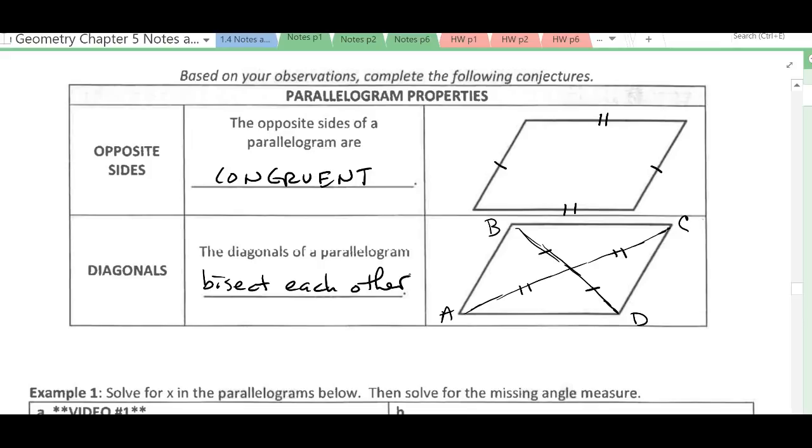Alright, so these are the properties. We have a lot of properties. Make sure that you know them. We have 5 properties, which we'll wrap up in another video, but make sure you know these so that you can solve problems.